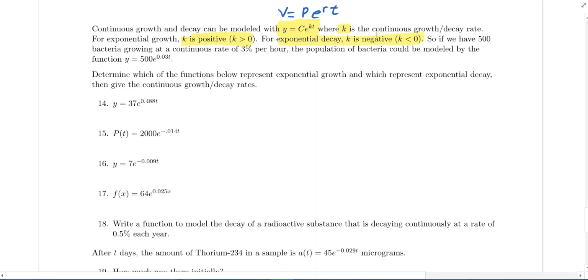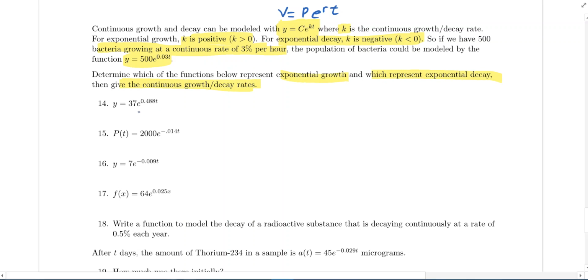Okay, so if we have 500 bacteria growing at a continuous rate of 3% per hour, the population of bacteria could be modeled by Y equals 500, that's your C, the initial amount of bacteria, times E to the 0.03, because the continuous rate is 3%, times T. Okay? So let's practice. Determine which of the functions below represents exponential growth and which one represents exponential decay, and then give the continuous growth and decay rates.